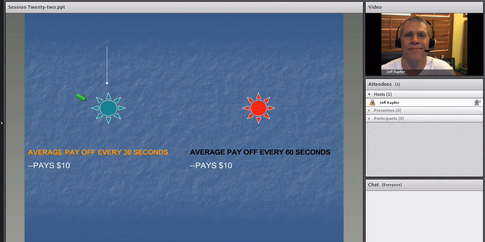And now we're going to make another change. We're going to keep the schedule of reinforcement the same on VI 60. This pays off $10, but the right key pays off $20, twice as much reinforcement. Again, what is the optimal strategy? And the optimal strategy is to spend more time over here because you have a greater magnitude of reinforcement. Twice as much reinforcement here versus here.